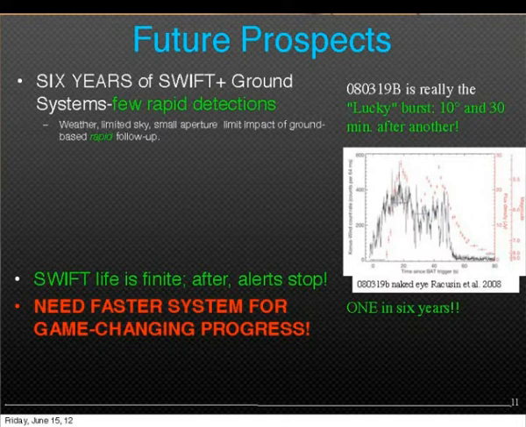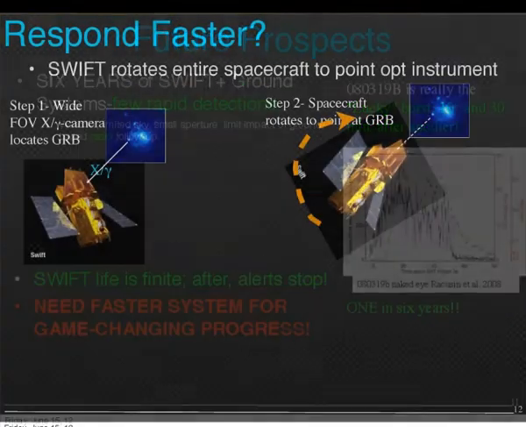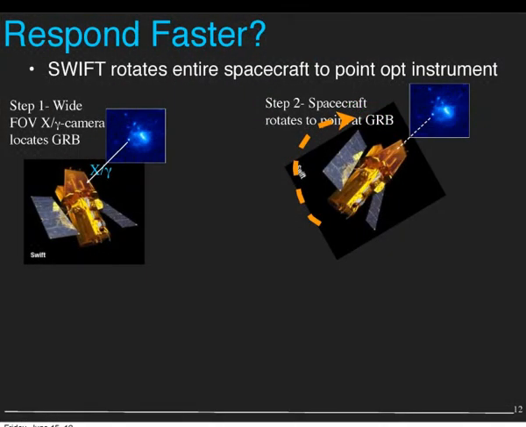You're never going to get there. You're never going to get enough data to really, really move forward on this. Swift is not going to be there forever. We need a faster system for a game-changing kind of progress on this. So how do you respond faster?